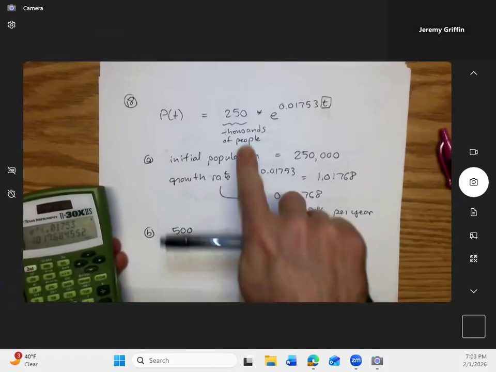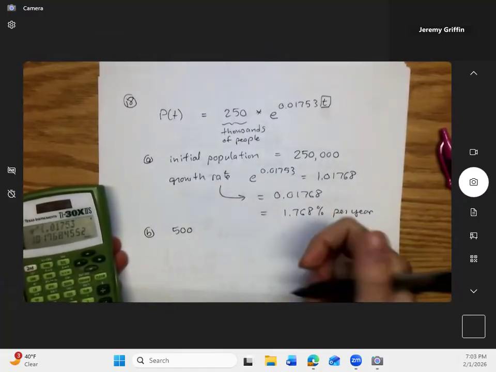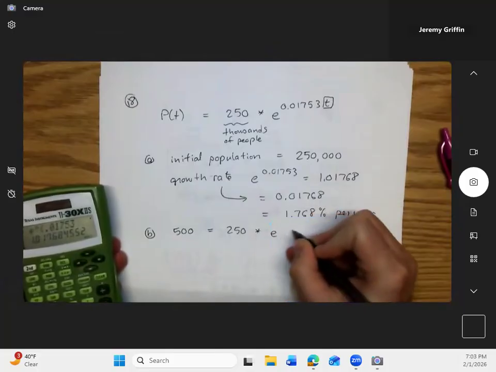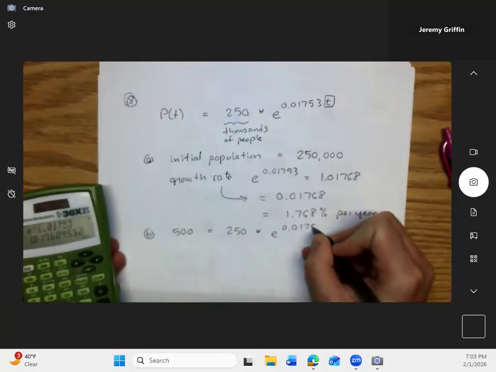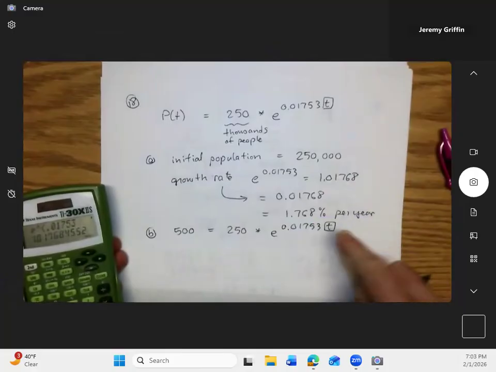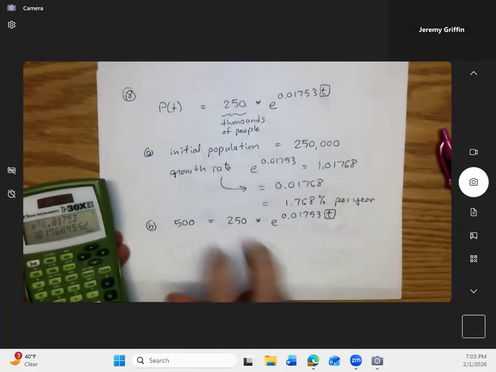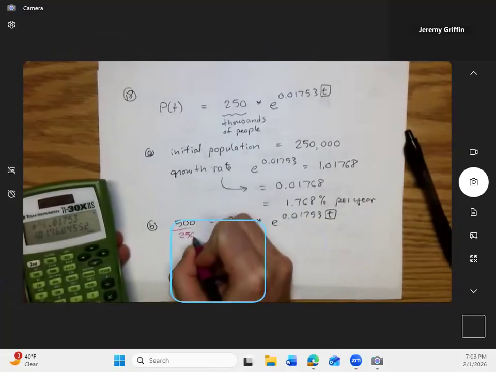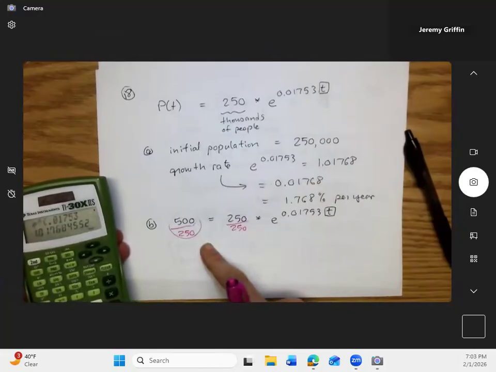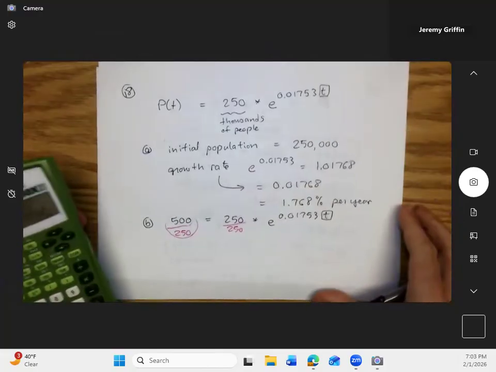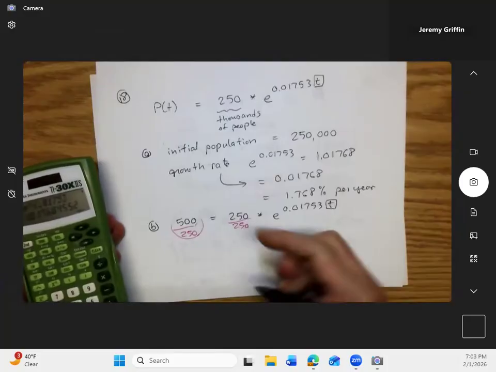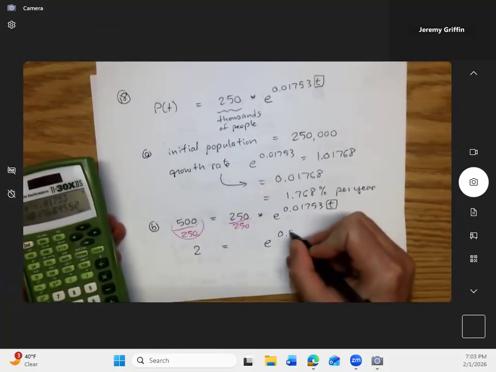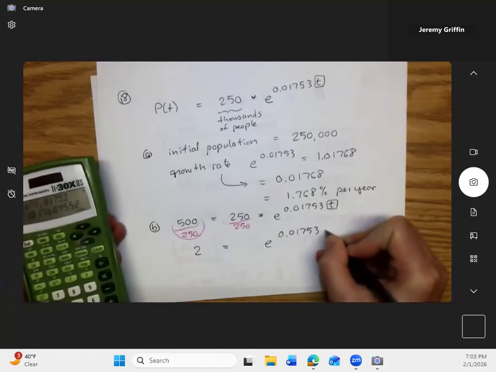So 500, remember this is thousands of people, so that's 500,000 people. So 250,000 people. And then they gave us the rest of this, and then we're solving for t. Okay. Divide both sides by 250. Now this right here is equal to 2, isn't it? Okay, so another way, they could have said, how long will it take for the population to double? So we got 2 equals e to the something with a t up here.